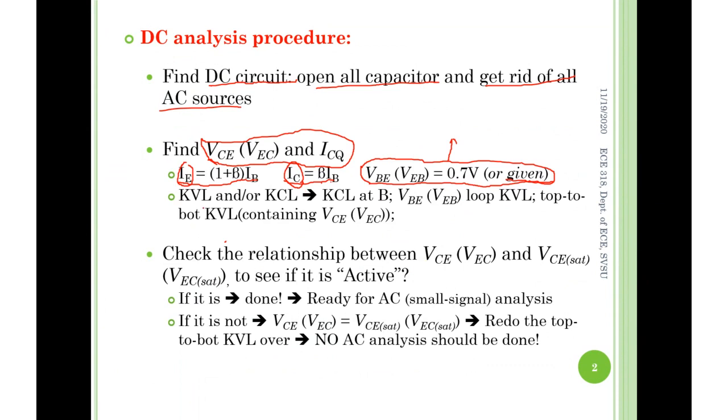Very, very important. The rest of the thing is actually in a similar pattern to the MOSFET. First, you want to find the voltage at not the gate anymore, but the base. How to find that? You need a KCL. Maybe we'll see the example. Second, you need not the VGS loop KVL, you need the VBE loop KVL, right? The last is the top to bottom KVL, including the path through the VCE. And this is pretty much a similar pattern to MOSFET analysis.